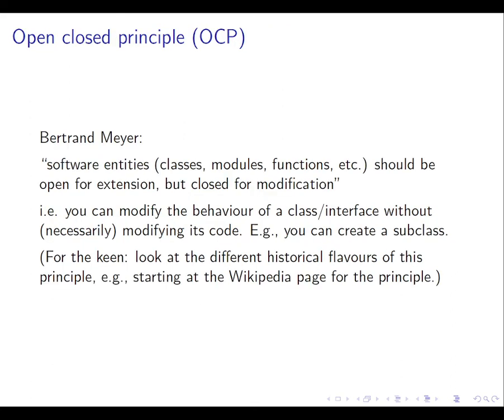The open-closed principle is sometimes a bit difficult to get your head around. So this goes back to Bertrand Meyer, whose seminal programming language Eiffel was never terribly widely adopted, but was very influential on software design in general, and later object-oriented programming languages in particular. So he wrote that software entities, including classes, modules, functions, whatever, should be open for extension, but closed for modification. And fundamentally what he meant by that was that you should be able to modify or extend the behaviour of a class without necessarily having to modify its code.